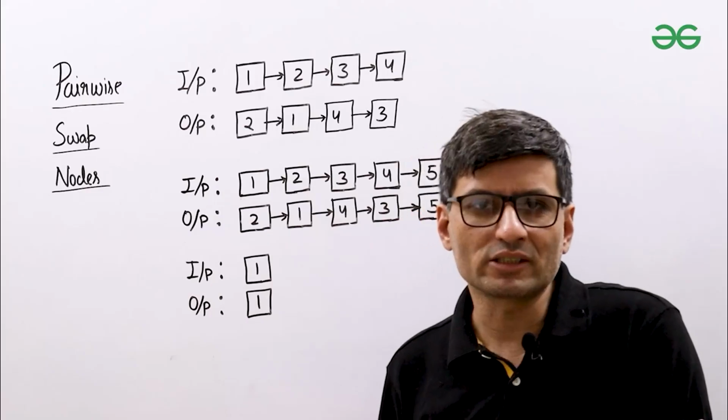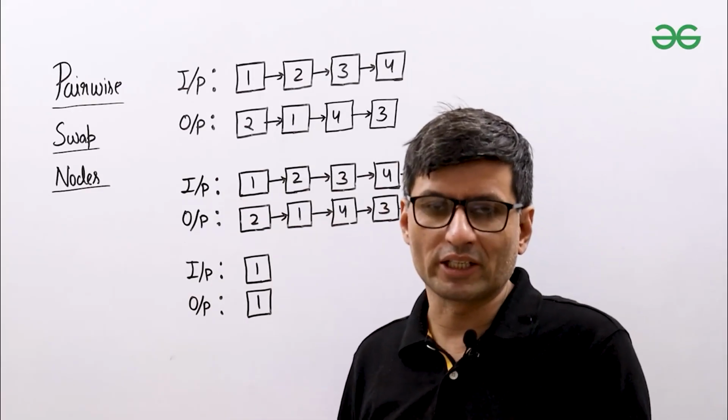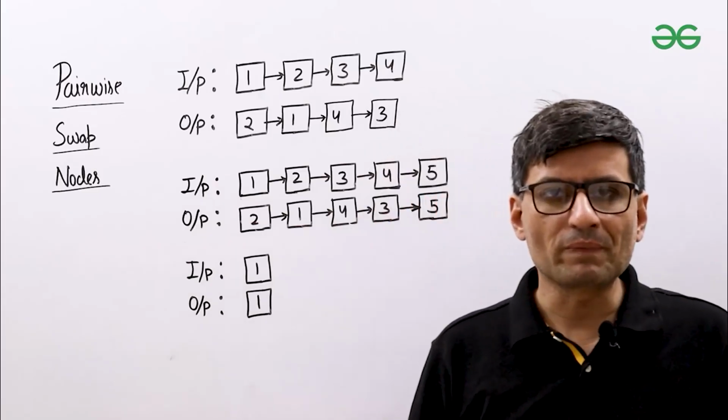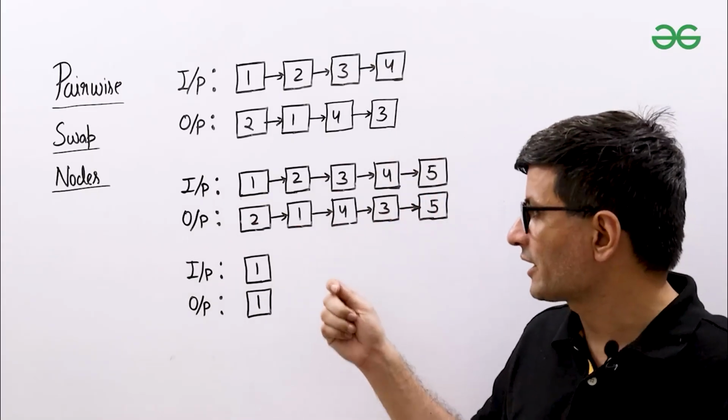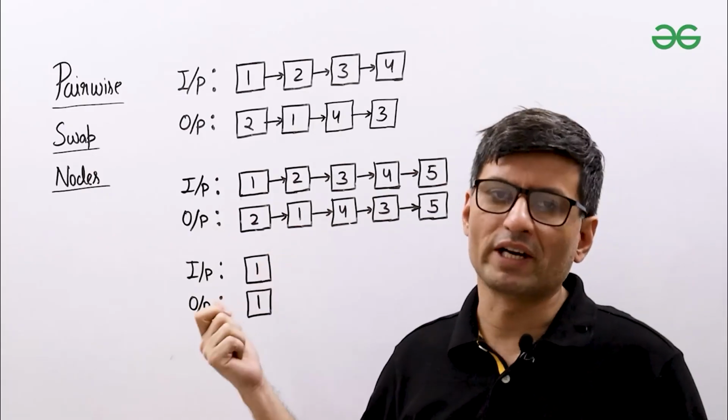If you have an empty linked list, null or none, in that case also you need to simply return an empty linked list only. Now please pause this video and try to write down a function that takes head of a singly linked list as argument and returns head of the modified linked list.